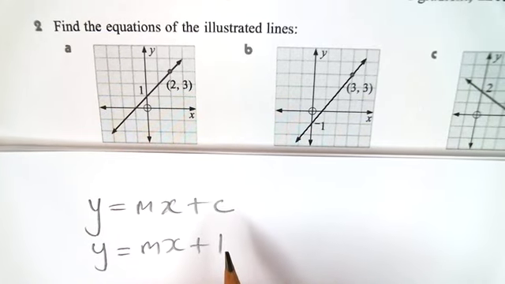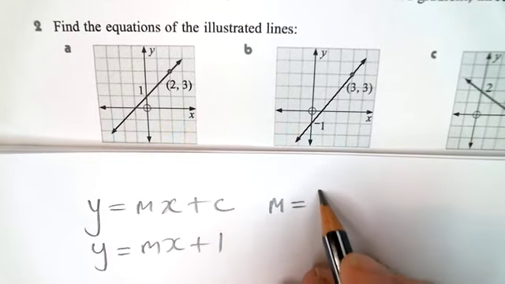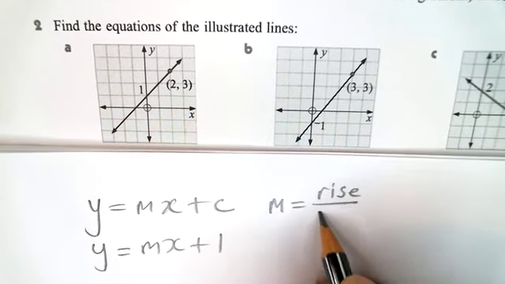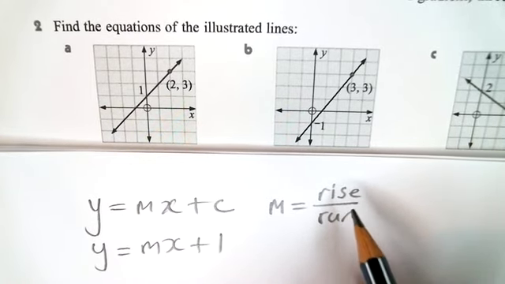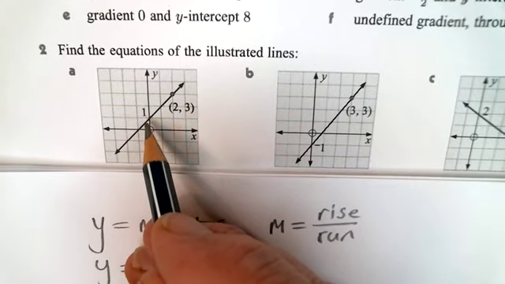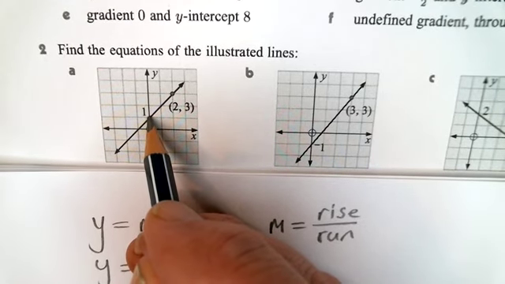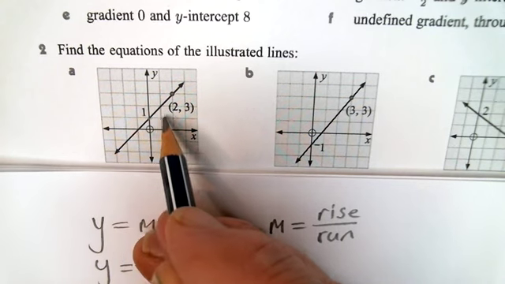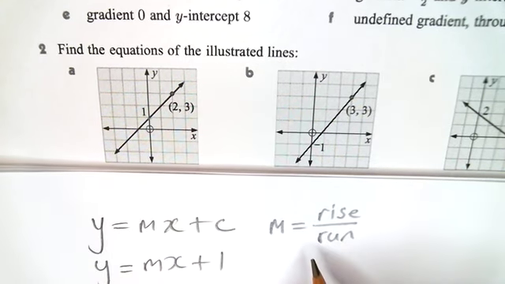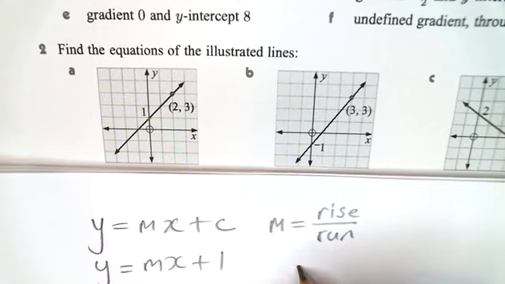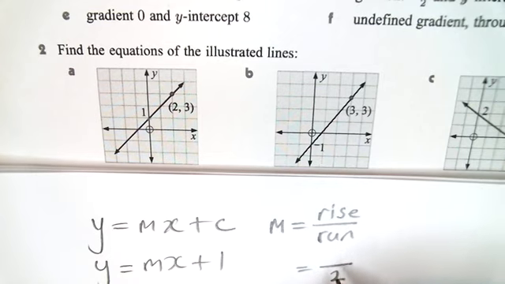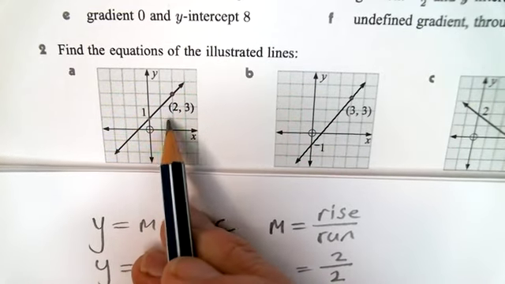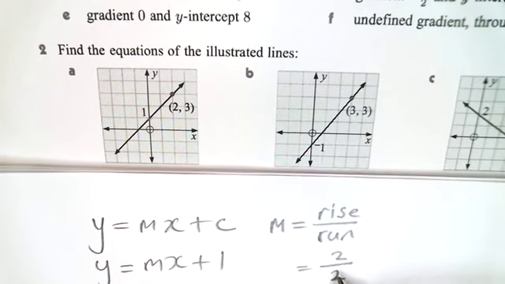And now we can just find the gradient here. Well, the gradient, m if you like, is equal to rise over run. So rise is how far from, in this case, the leftmost point. I'm just going to take this point here, and I'm going to go from 1, and I'm going to go 2 along and 2 up. So my run, 2 along, is going to be 2, and my rise is going to be also 2. 2 along, 2 up, 2 along, 2 up.